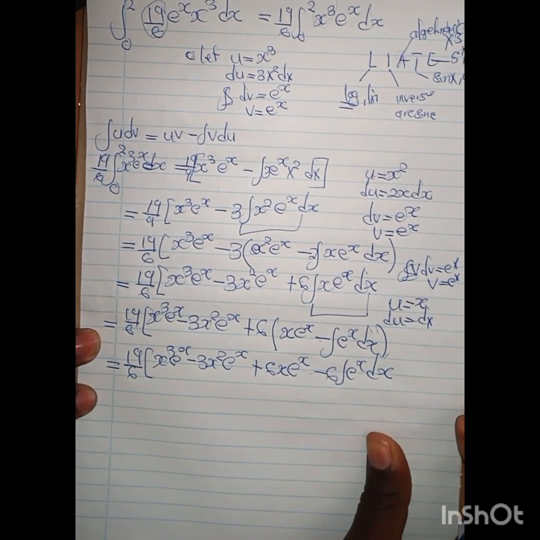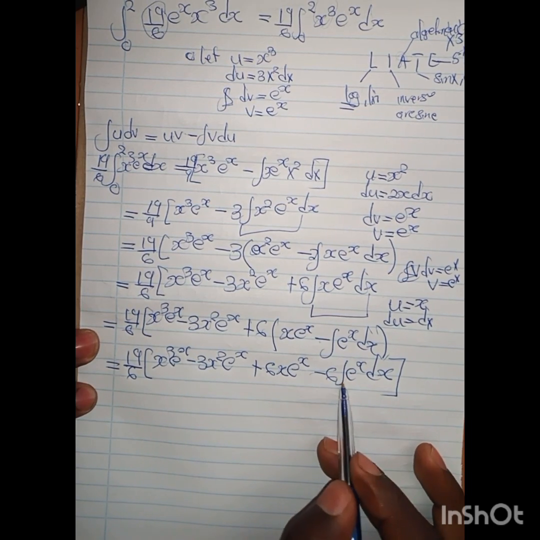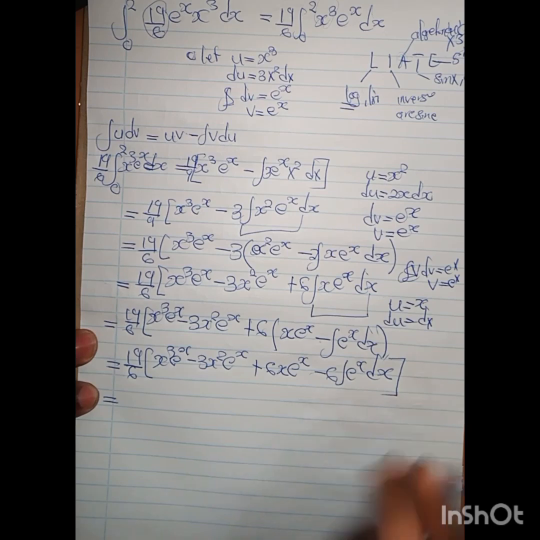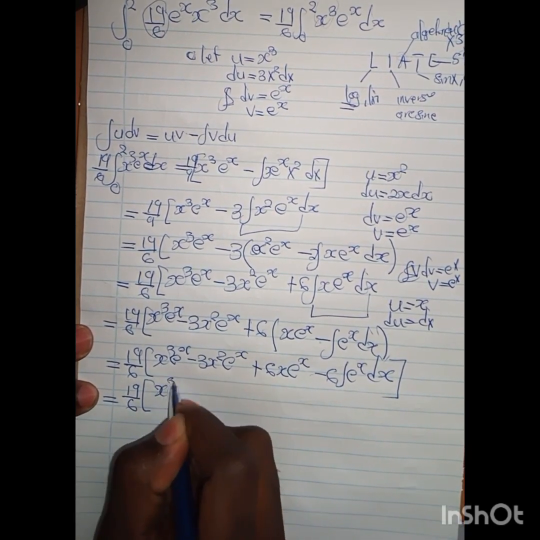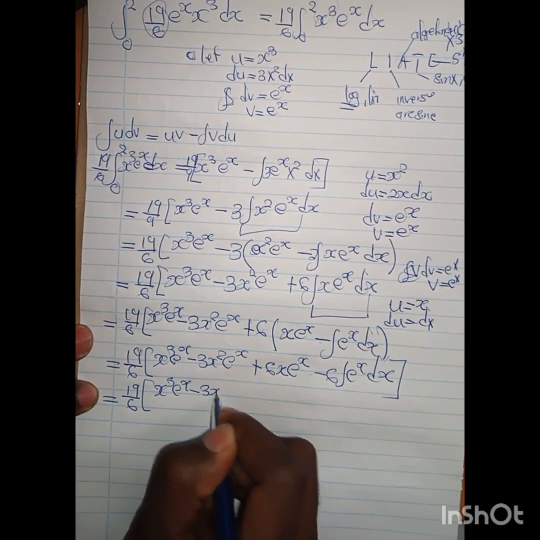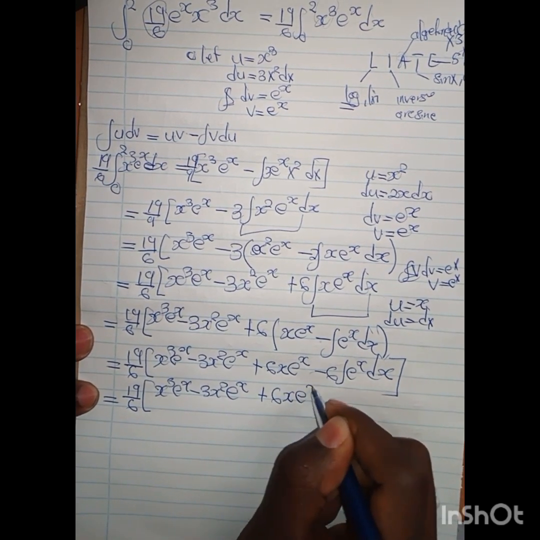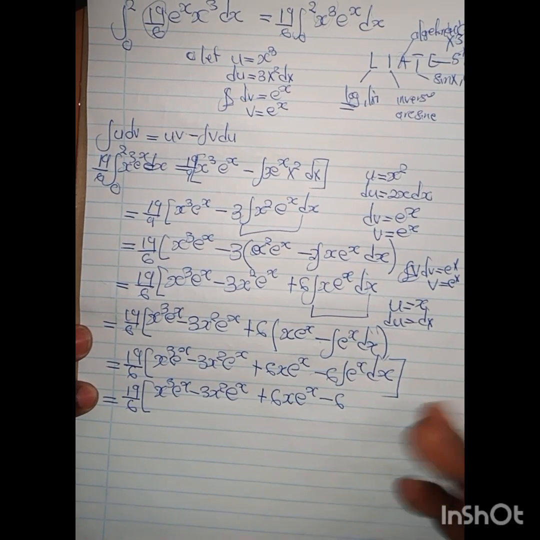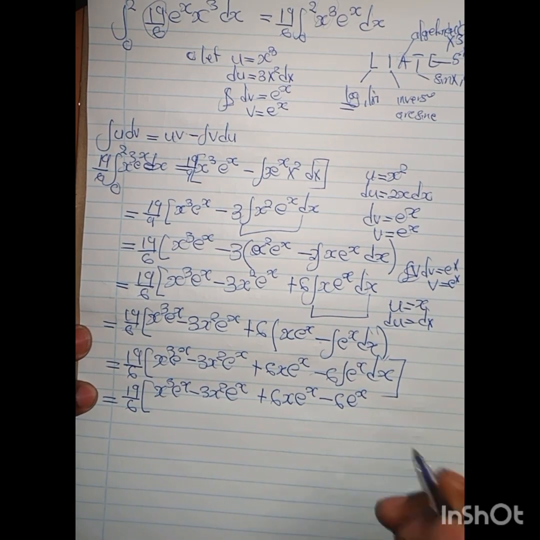All right, so for now, when we check this part here, close bracket, this part here can be directly integrated without using integration by parts. Let us integrate this part. Then we have the following: 19 over 6 x cubed e to the x minus 3x squared e to the x plus 6x e to the x minus 6. The antiderivative of e to the x is just the same, it doesn't change. Then multiply by 6, it becomes e to the x, like this, right?